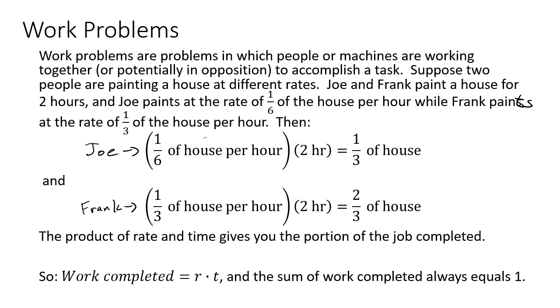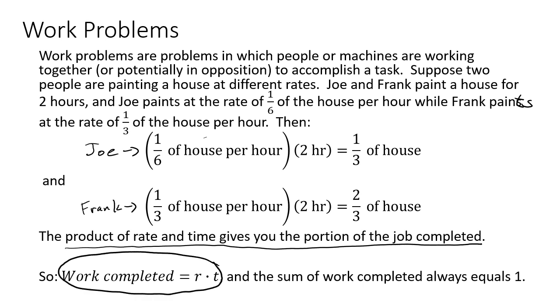So this is the foundation for how we're going to work these problems. There's two key things to take away from this. The first is that rate times time gives you the portion of the job completed, or as a formula, work completed is equal to rate times time. Now, in this case, they straight up gave us the rates. In most of our problems, we're going to have to find the rates, and we'll talk about how to do that in the next example.